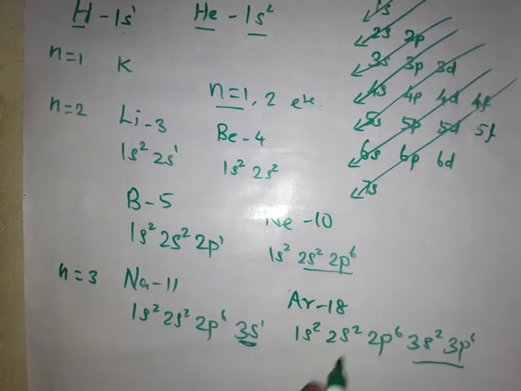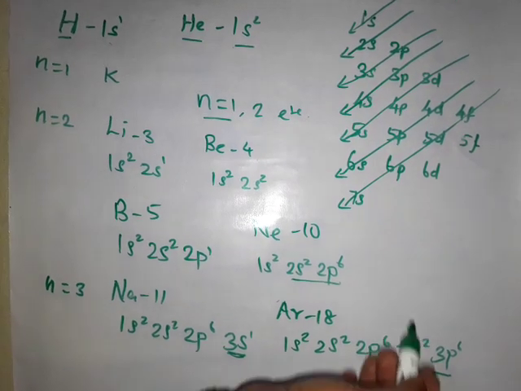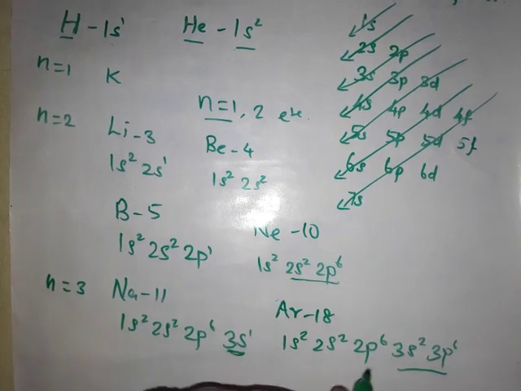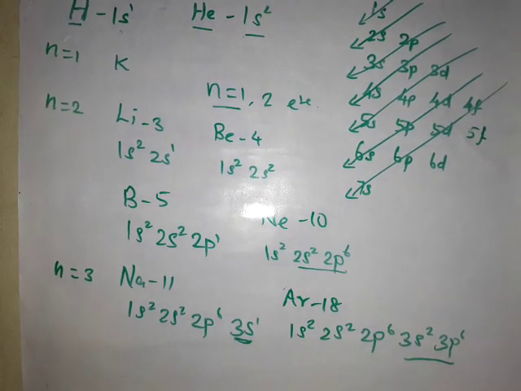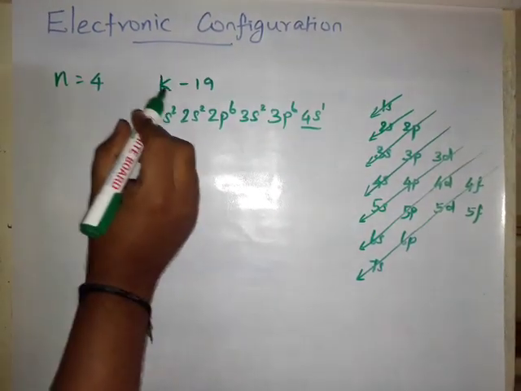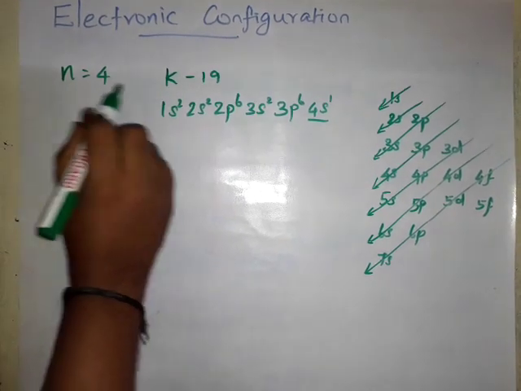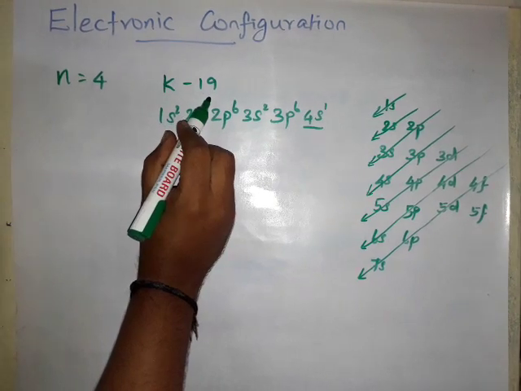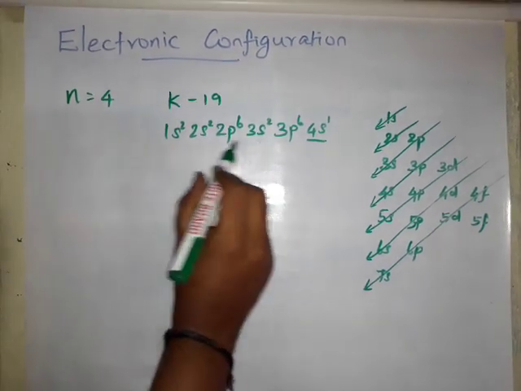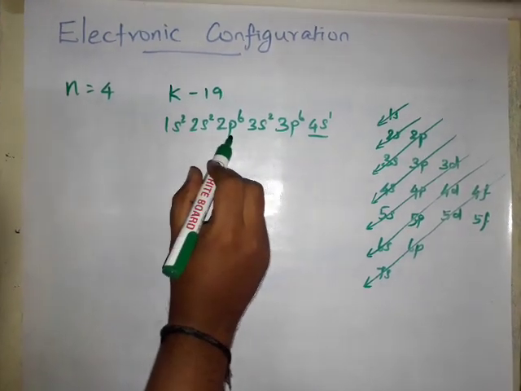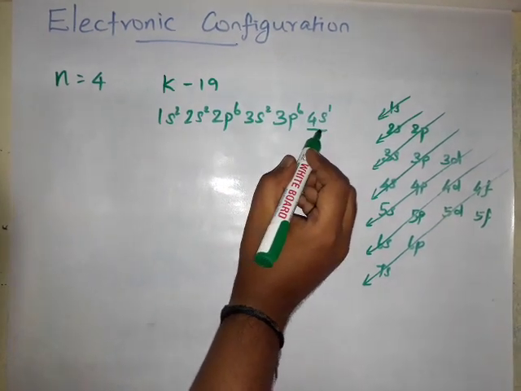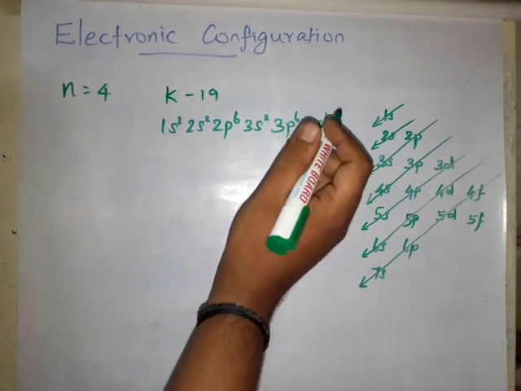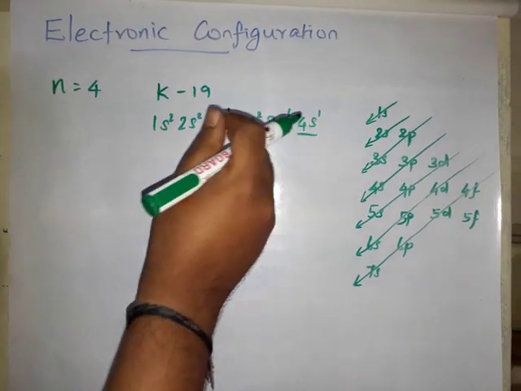Then the next period is called n is equal to 4, the fourth period, which starts from potassium. The first element is potassium, atomic number 19. The electronic configuration is like this: 1s2, 2s2, 2p6, 3s2, 3p6, and then the 4s electron is added. Here the 4s electron is 1. That means the 4s orbital.